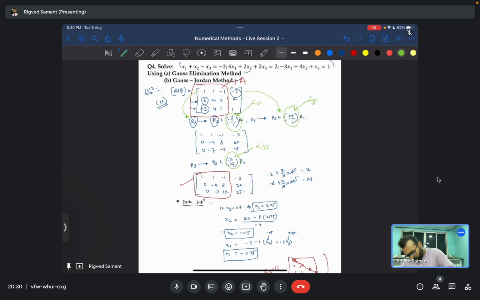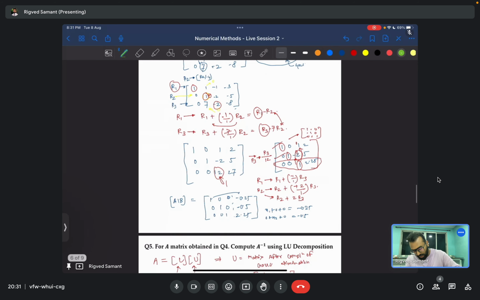Sorry, 32. What are these alpha 21, alpha 32? This is nothing but this 0, 0, 0, right? This is alpha 21, alpha 31, alpha 32. This is your L. So the order is important. So this is the order you have to follow in the Gauss elimination again for LU factorization.